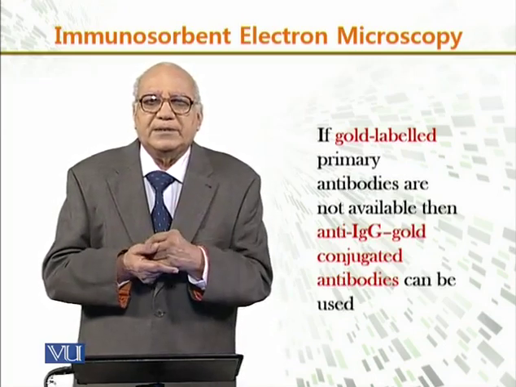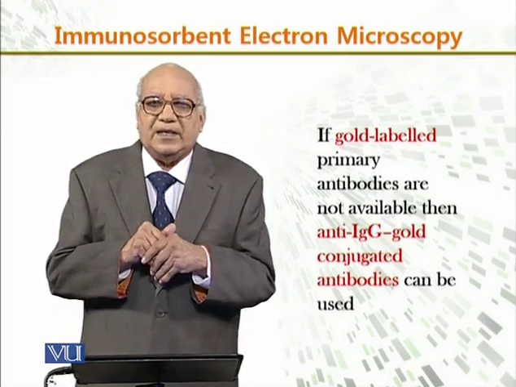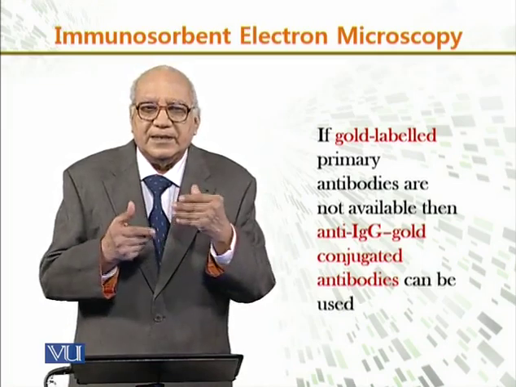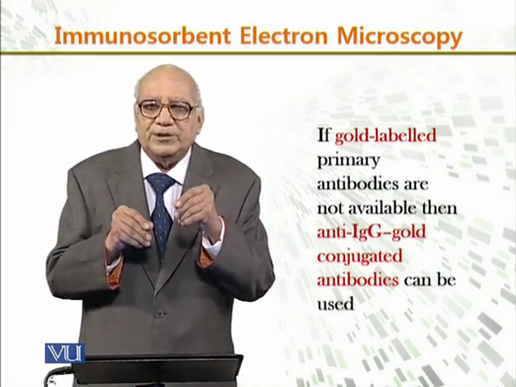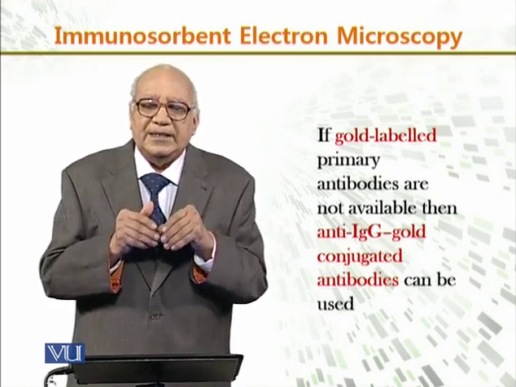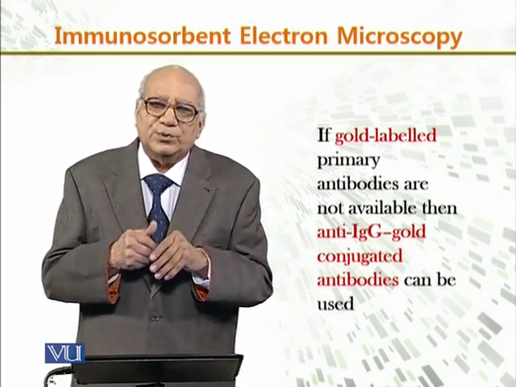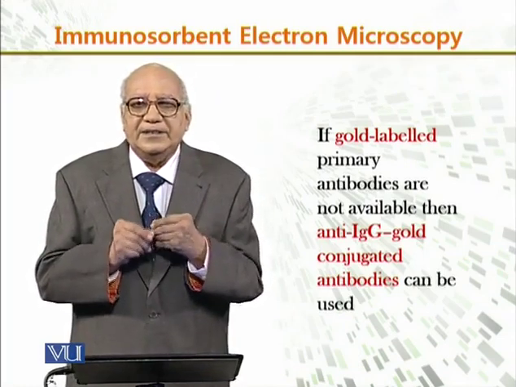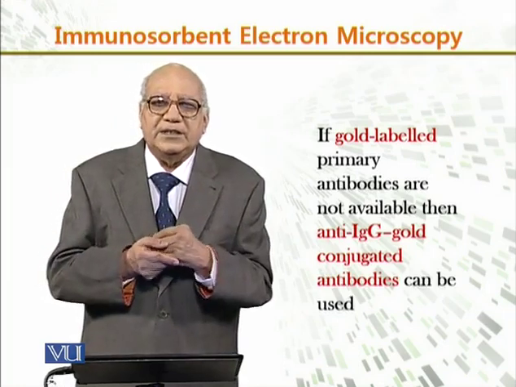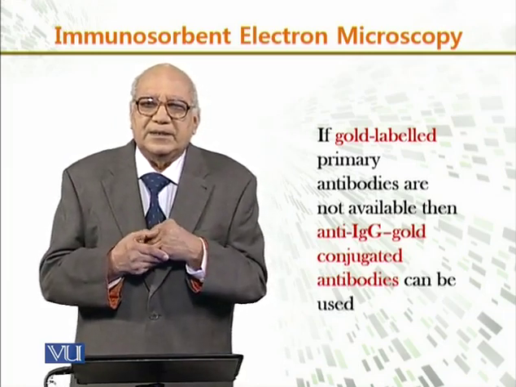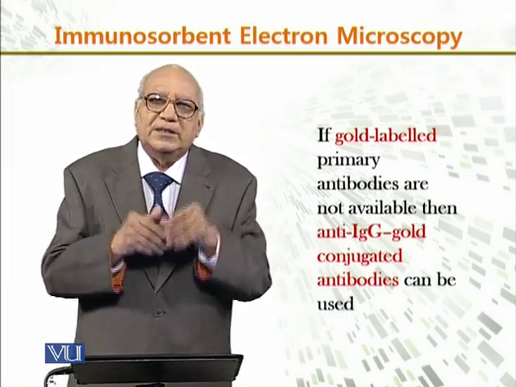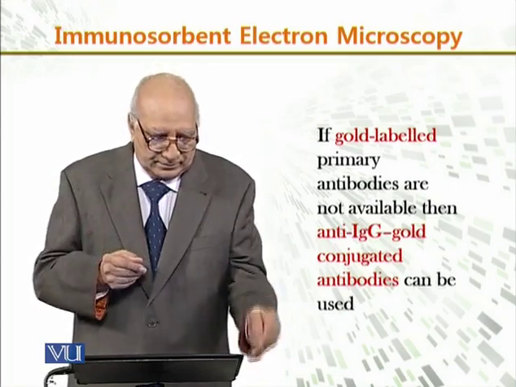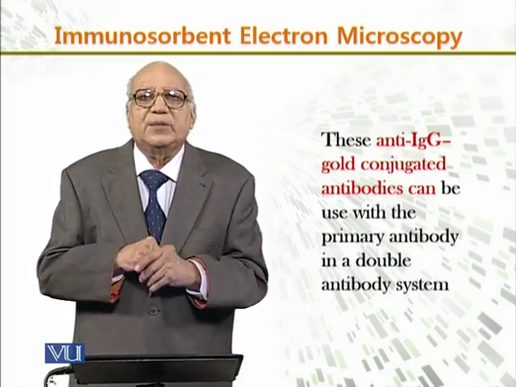Now, if gold-labeled primary antibodies are not available, for example, if they are not available for that virus, then anti-immunoglobulin G gold-conjugated antibodies can be used to visualize the virus. That is what? Anti-IgG, anti-immunoglobulin G gold-conjugated antibodies can also be used in this. They can be conjugated with the gold particles and visualized under the electron microscope.